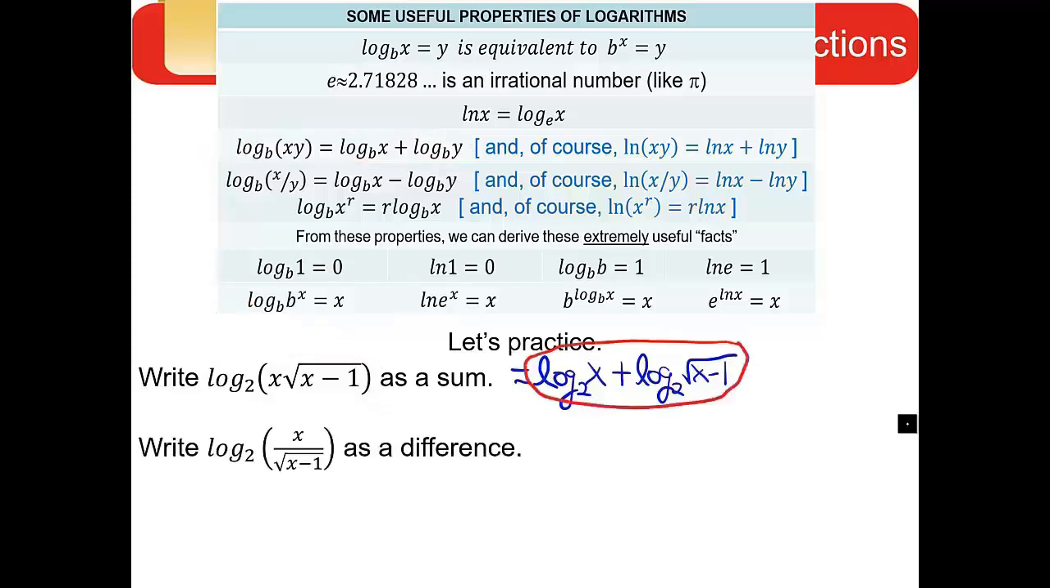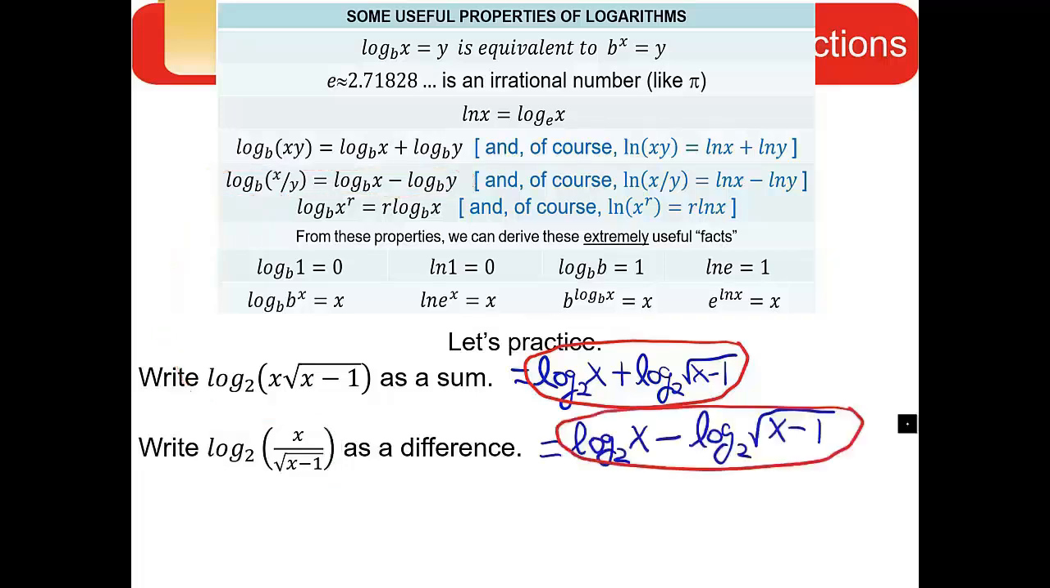How about this? The log of a fraction, x over the square root of x minus 1, base 2. Well, you have a property that gives you that as well. If you have the log of a fraction, you can write it as a difference. The log of the top minus the log of the bottom.